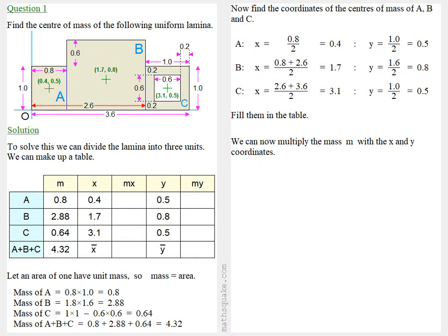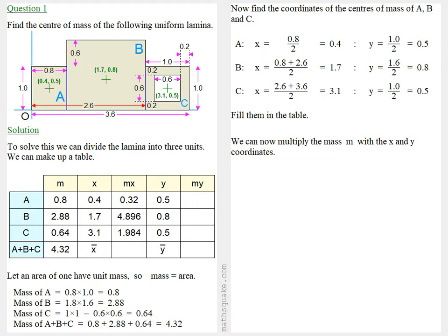We can now multiply the mass m with the x and y coordinates. So for A, we've got mx is 0.8 times 0.4, which is 0.32. For B, mx is 2.88 times 1.7, which is 4.896. For C, mx is 0.64 times 3.1, which is 1.984.